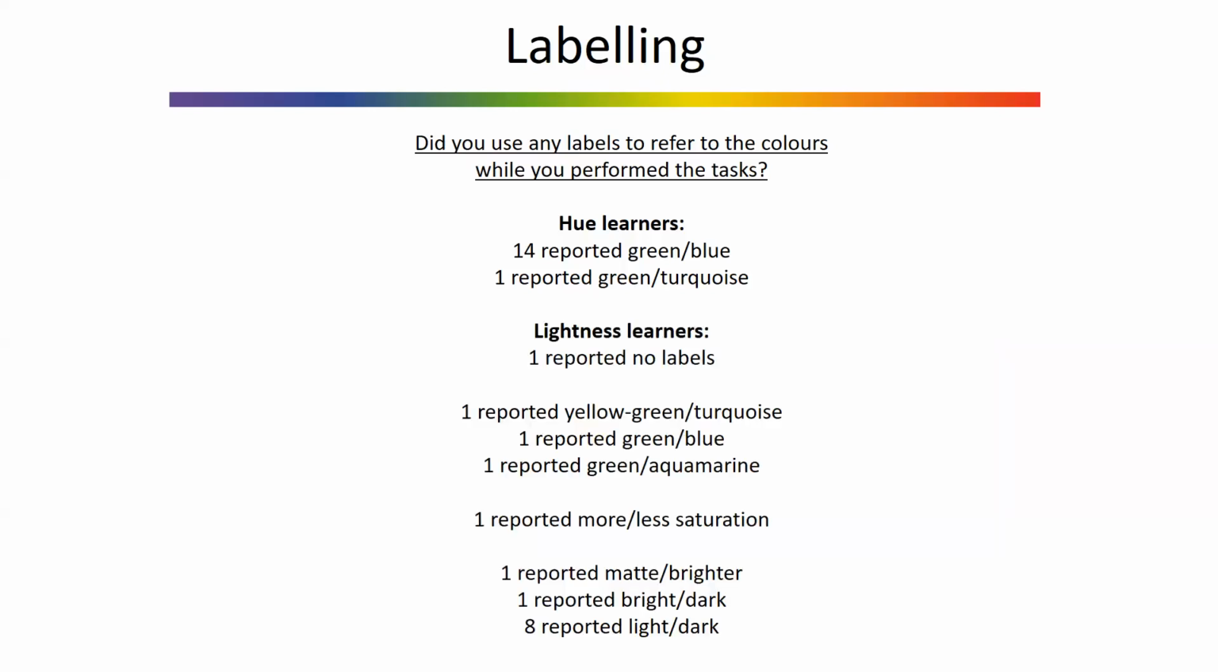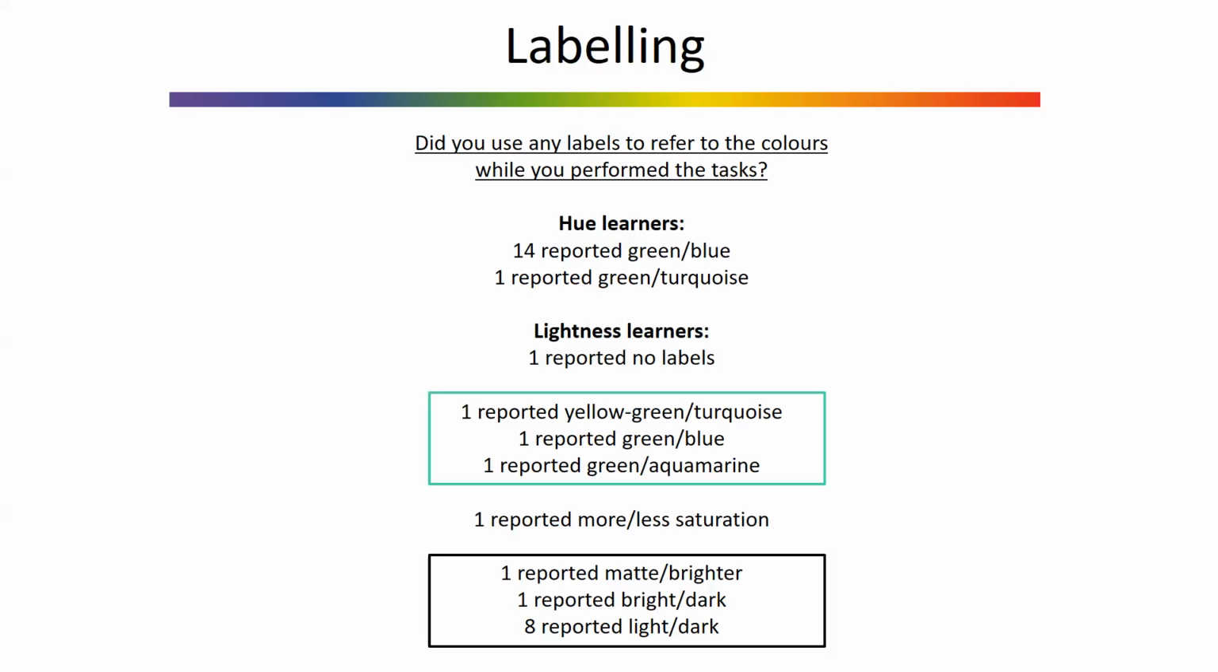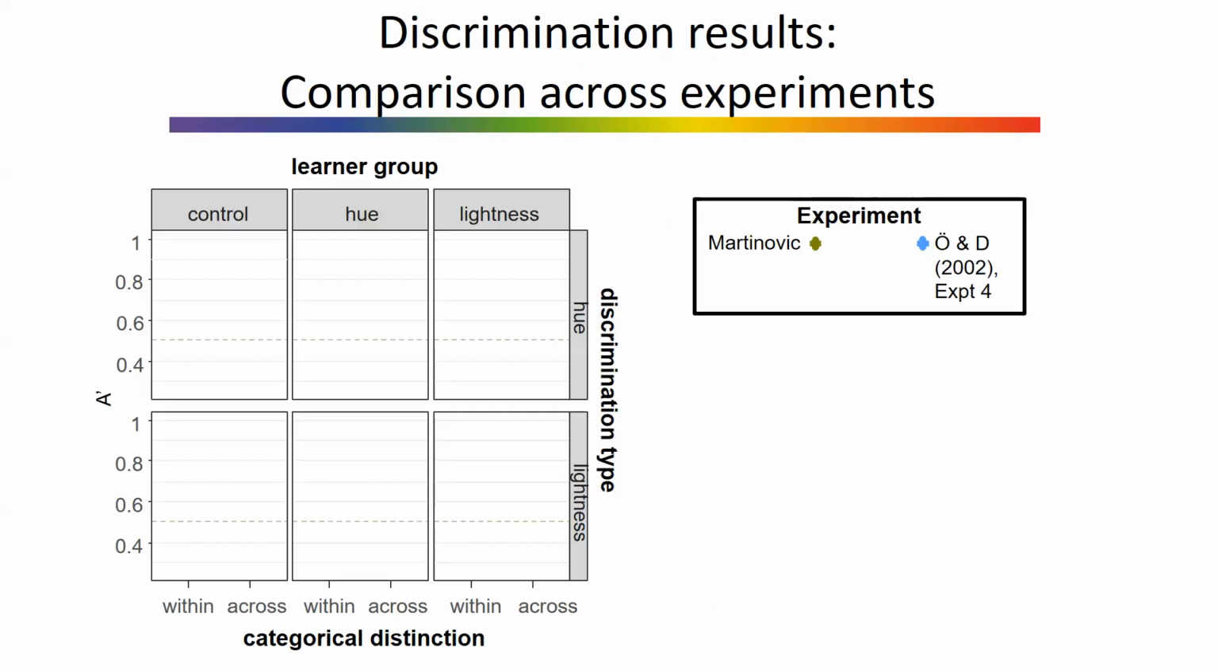Lightness learners, you might think they should all report light or dark or so on, but actually they seem to report a much wider range, including 3 of them who reported using hue-based categories, even though they were learning a lightness-based distinction. This is more in line with our interpretation that that boundary is more ambiguous. Now let's look at the discrimination data, and I will put the data for the 2 experiments side by side so we can compare them.